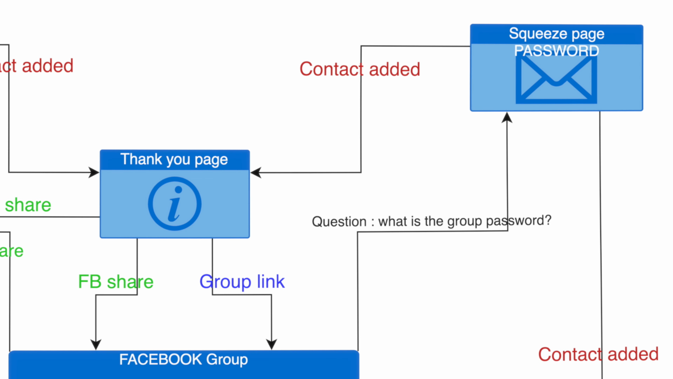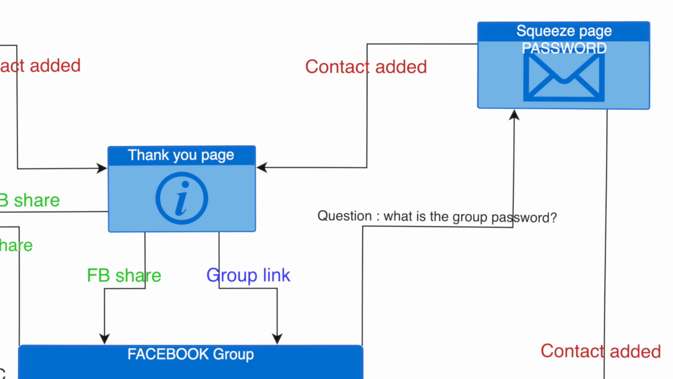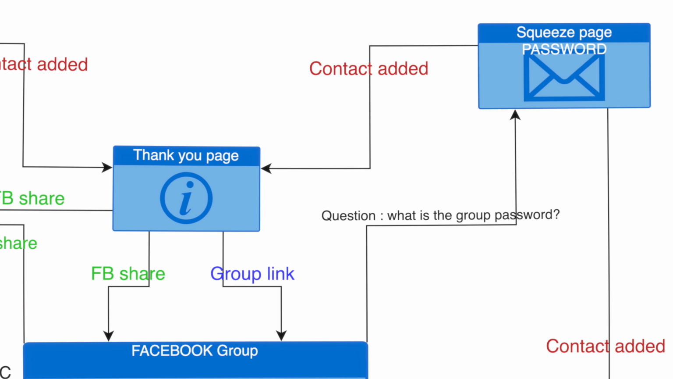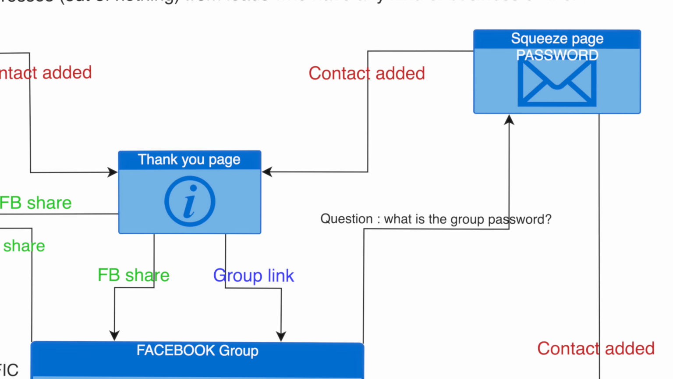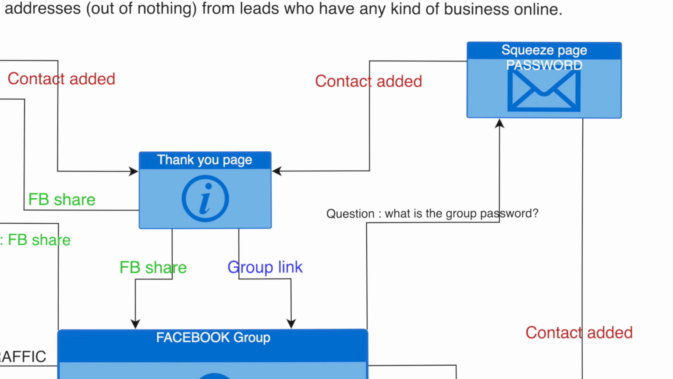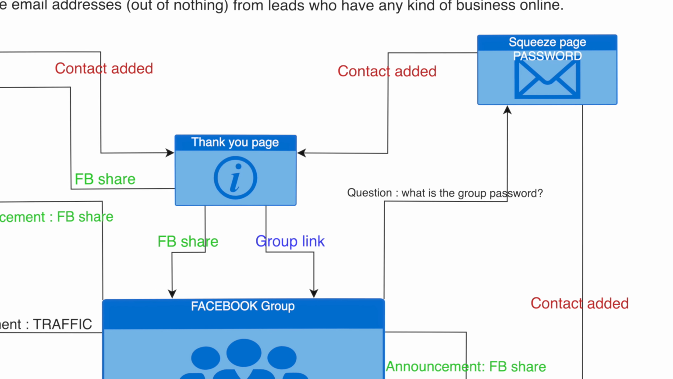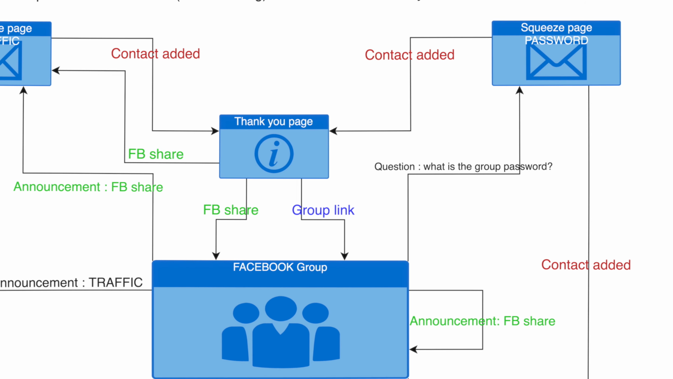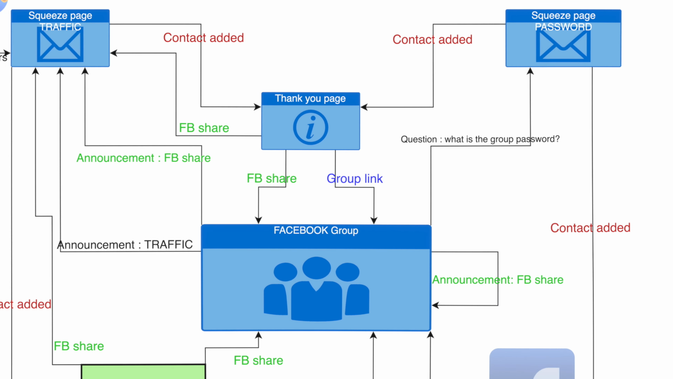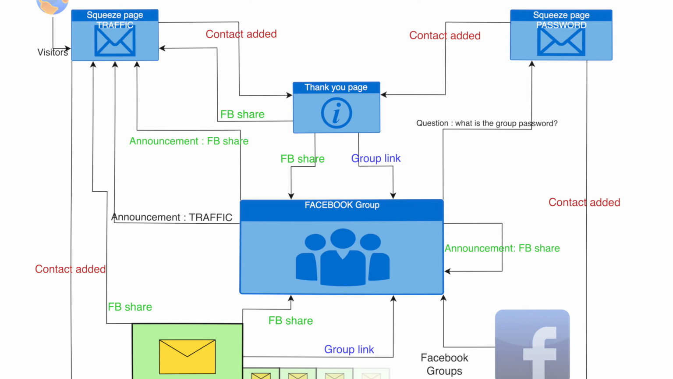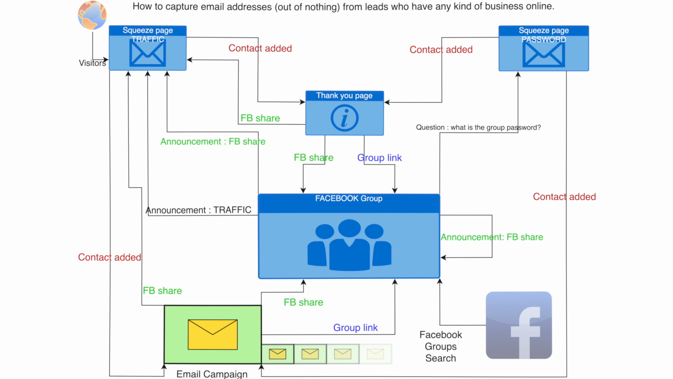That's it. And for outgoing links, you have two, one to the thank you page and one to the email campaign at the same time. And on the thank you page, that's where they get the password. So they have their answer.